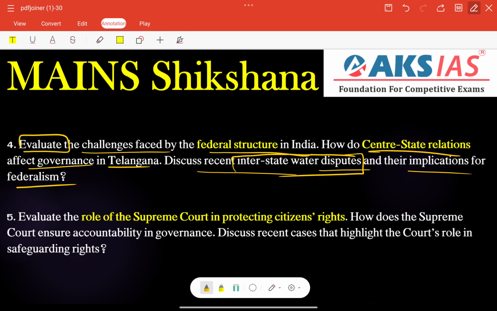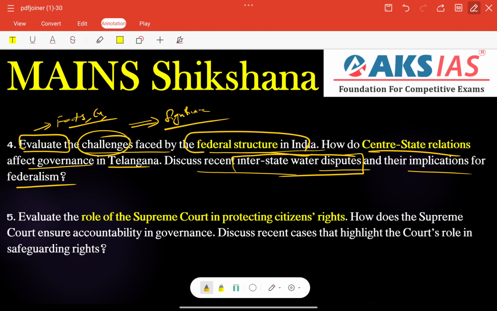So evaluate is a very important question tag. Here also we need to focus on providing facts, examples, etc. and challenges faced by the federal structure in India. Before that we need to mention some significance, right? Significance of the federal structure in India is the first important thing.